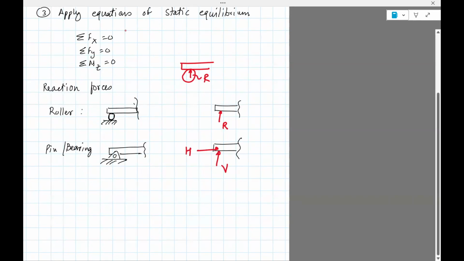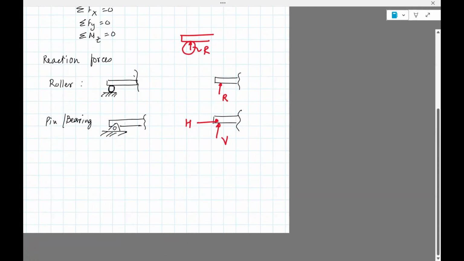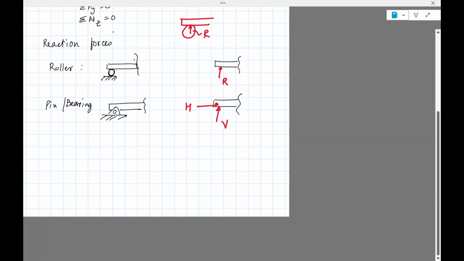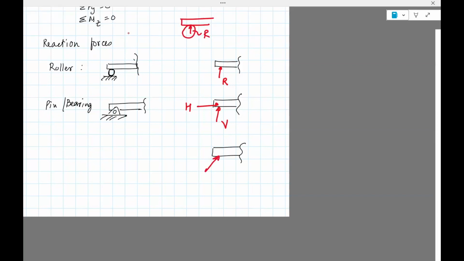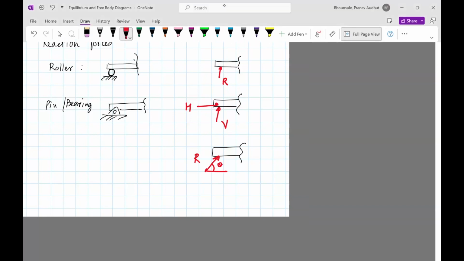It's not important. You could assume any direction you want. You could put V as downwards, H to the left. It doesn't really matter. When you do the math, it will tell you the right direction. So don't worry about that. So you could draw it this way if you like. You could also, if you think this is easier, show it as some reaction force acting at an angle theta, right? This is also a valid way of showing a reaction force.